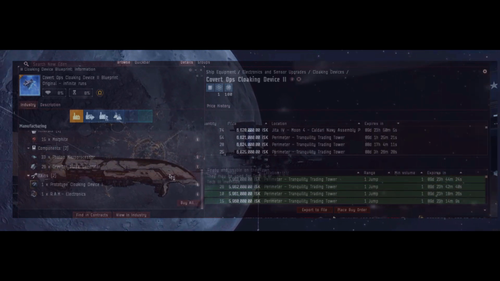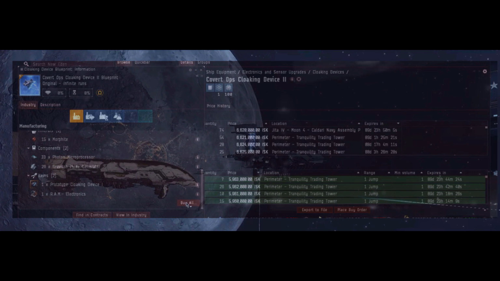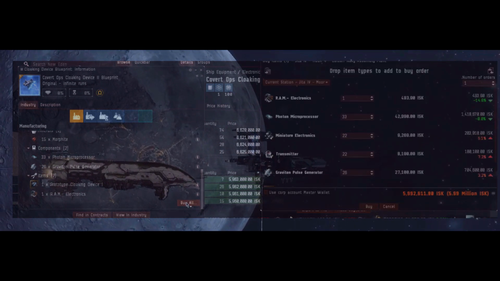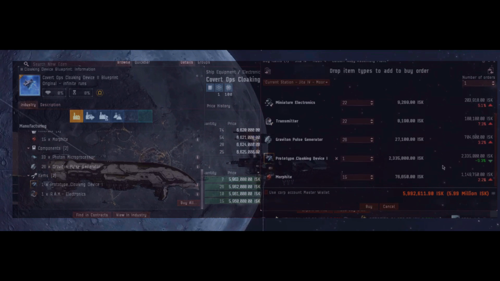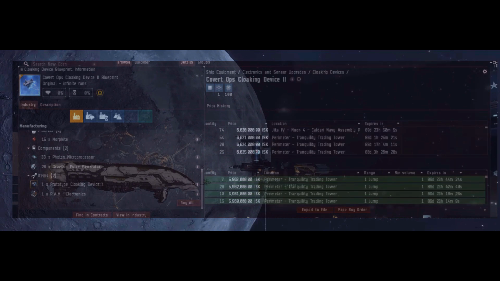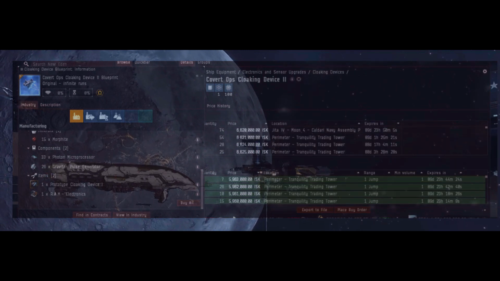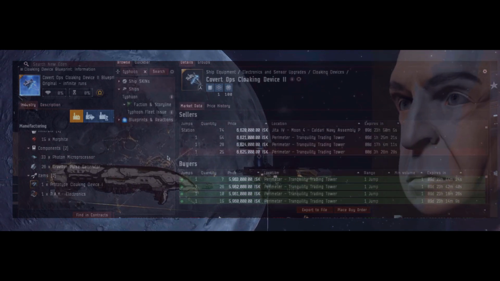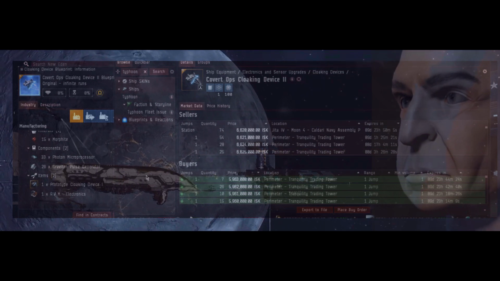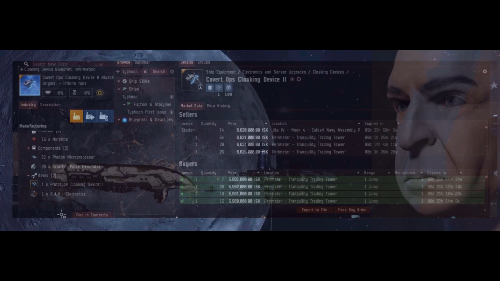So I pull up the information for the blueprint and I hit the buy all button. And we see that I can buy all of this for 6 million, and the sell price is 6.6 million. So that is a little margin that I can start with, which is nice because the stuff I build is not like that. So here is what you do.